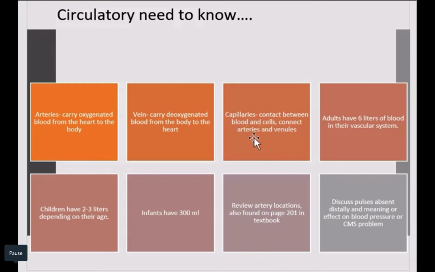Capillaries sort of connect the blood to the individual cells, so we have those throughout all of our body. The average adult has about 6 liters of blood in their body at any given time. Children, somewhere between 2 and 3. Infants can have as little as 300 milliliters. So not very much room for error when it comes to infants.